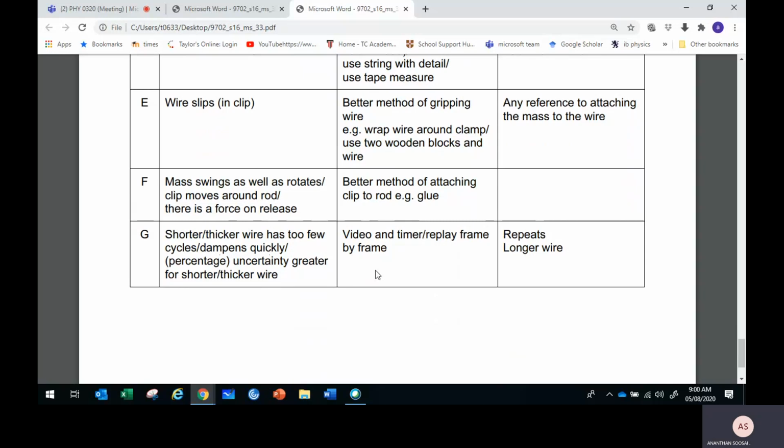Instead of using an assistant, can I just use slow motion, like the camera? We give a few options. Yeah, camera is one of them.